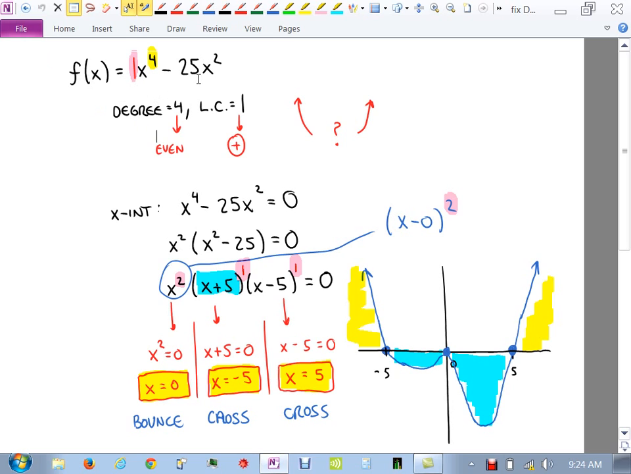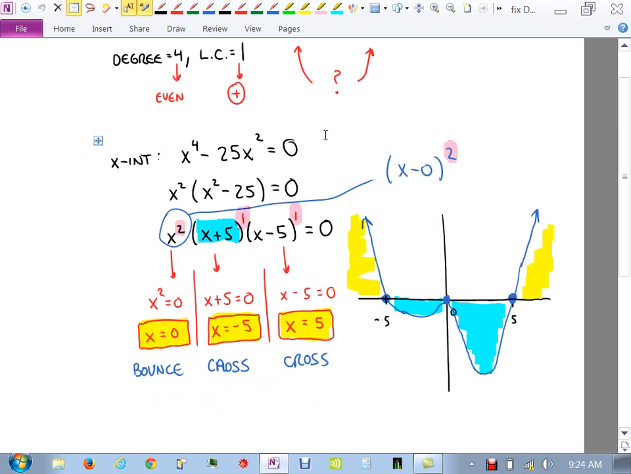It was x to the fourth minus 25x squared. First thing I do is identify the degree as being an even number. That's the 4 here. And then the leading coefficient in front of it is a 1, therefore the left and right sides go up. Now we find the x-intercepts.